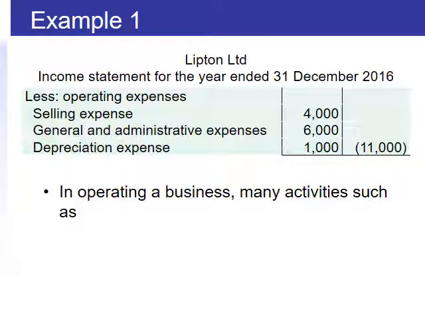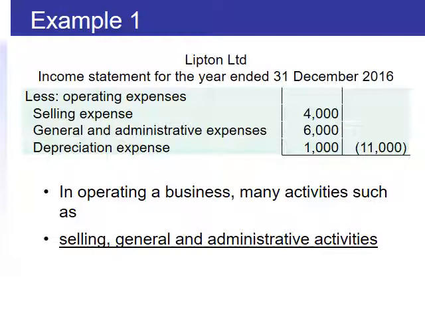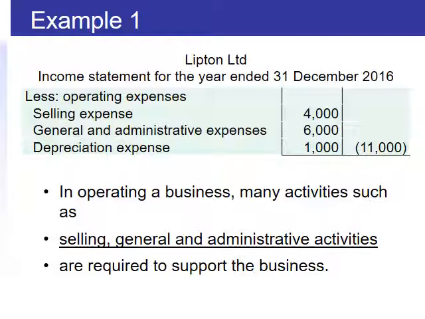In operating a business, many activities such as selling, general and administrative activities are required to support the business. So in business, you have to spend on all these things. You can look at the statement itself. We have selling expense, general and admin expense, and depreciation expense. All these expenses have to be considered so that you will be able to find out at the end of it how much profit you really make for the year. You cannot just neglect or ignore any of these figures here.